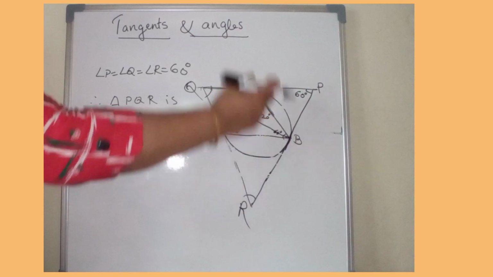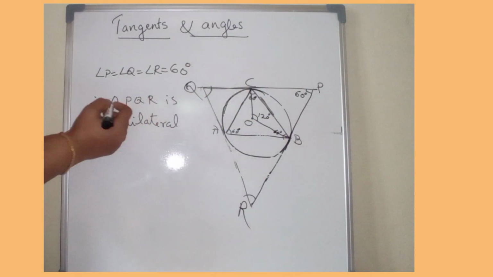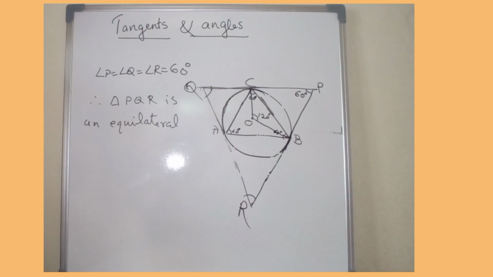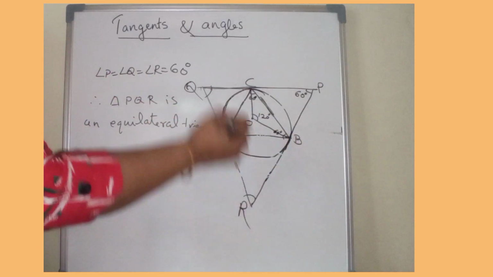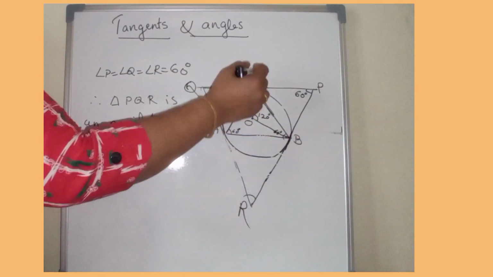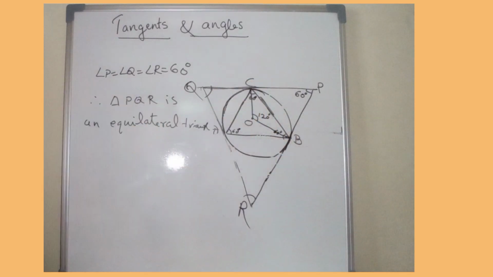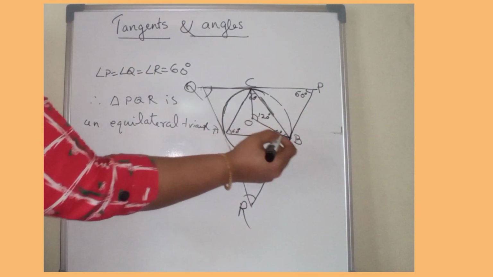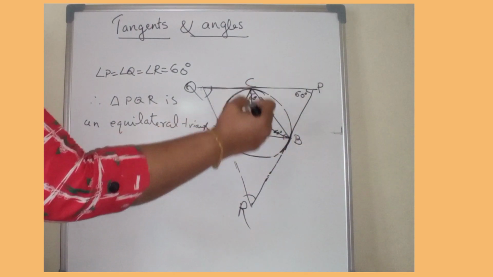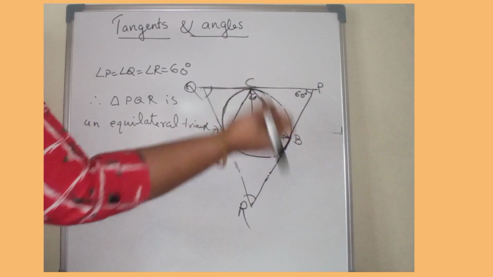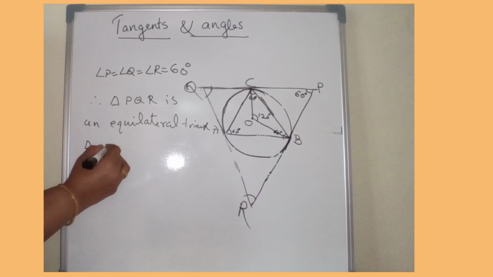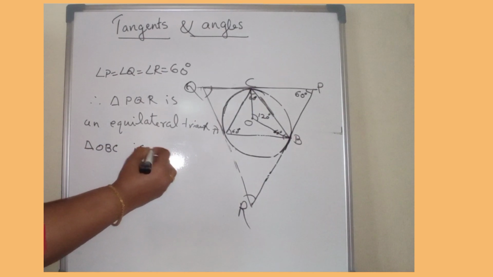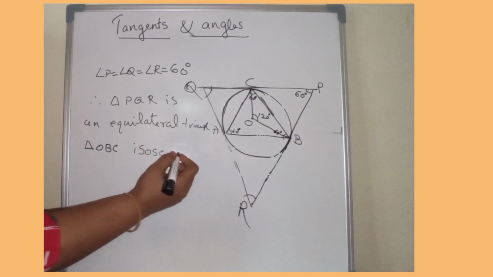Okay, we needed to prove that this PQR is an equilateral triangle, and we have proved that triangle PQR is an equilateral triangle. Now we need to prove that the sides of the triangle PQR are double the sides of this triangle ABC. How do we prove that? For that, we just consider this triangle OBC. We know that this triangle OBC is an isosceles triangle, right? How is this an isosceles triangle?